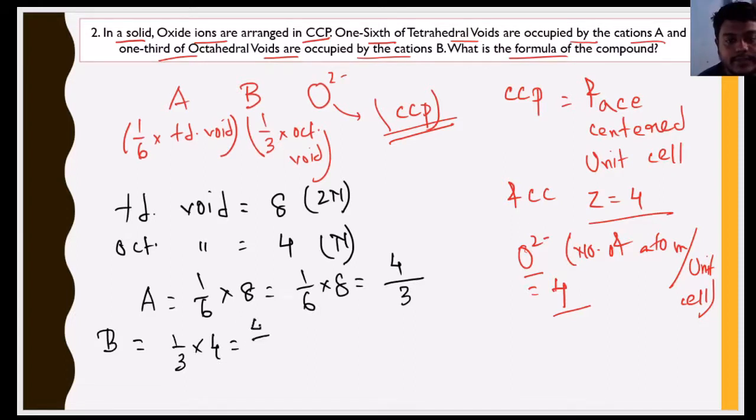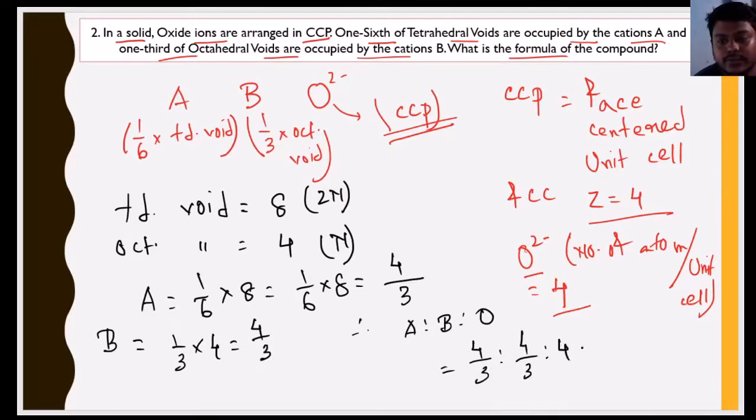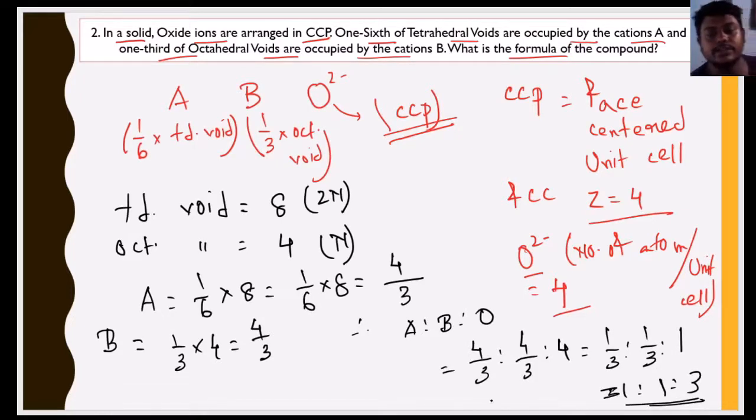B is 1/3 of the octahedral void, that is also 4/3. So we have the ratio A is to B is to O as 4/3 is to 4/3 is to 4. It will become 1/3 is to 1/3 is to 1, that is 1 is to 1 is to 3. This is the actual thing we have to calculate, the ratio of A, B and O. The simplest ratio of A is to B is to O is 1 is to 1 is to 3.